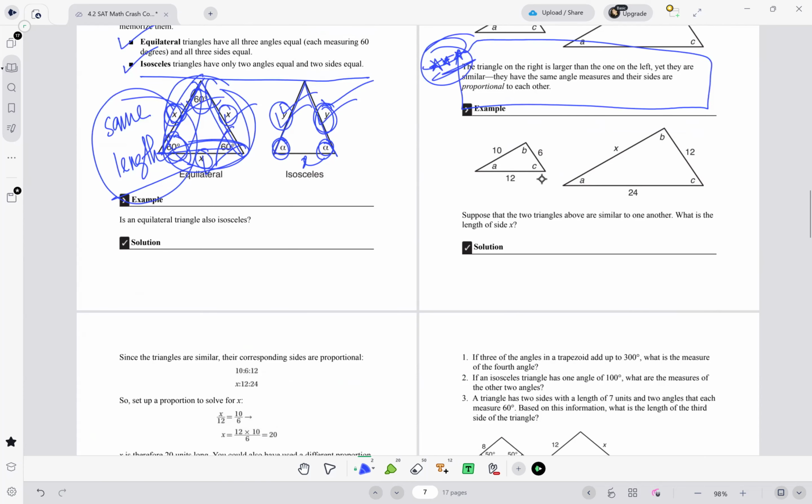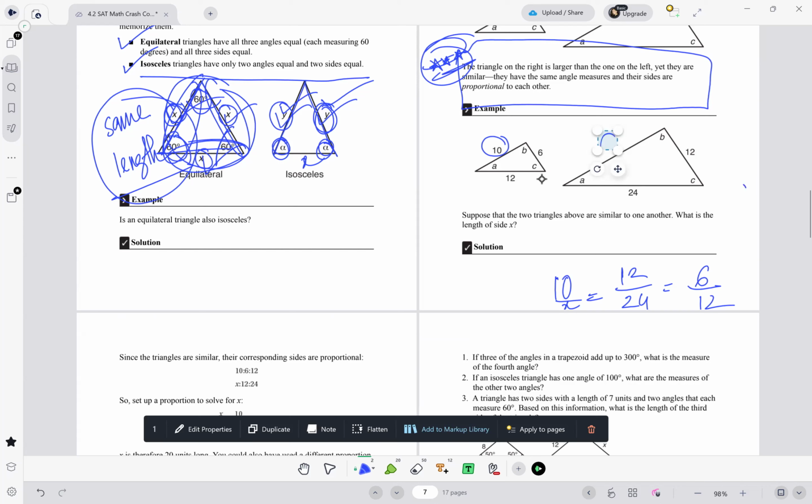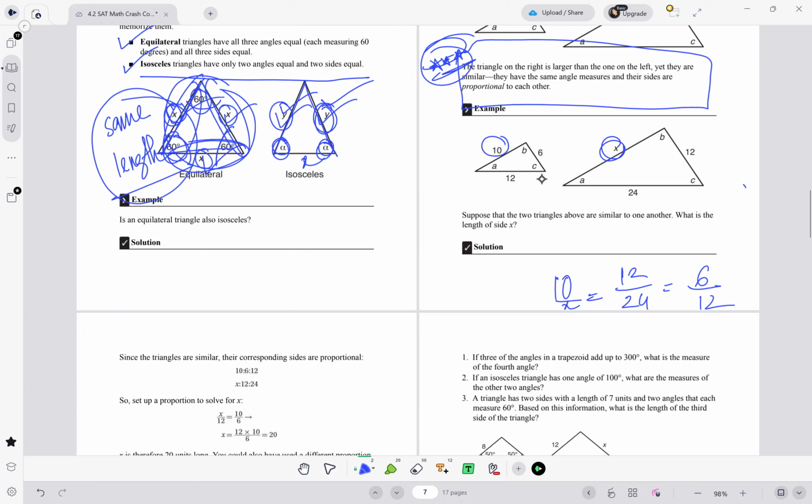This is basically a simple mathematical problem. You just need to look at it, because 10 divided by x, 10 by x is equal to 12 by 24, and this is basically 6 by 12. So you can find the x. I'm just giving you some intuition, basically.